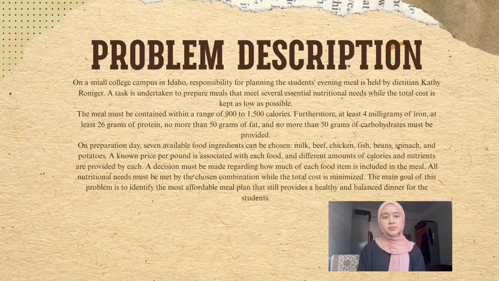The meal must contain between 900 and 1,500 calories, provide sufficient protein and iron, and stay within the limits for fat and carbohydrates. There are 7 available food ingredients, each with a known cost per pound and specific nutritional values. The task is to determine how much of each food item should be included so that all nutritional requirements are satisfied at the minimum total cost.